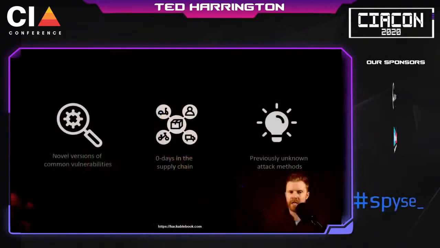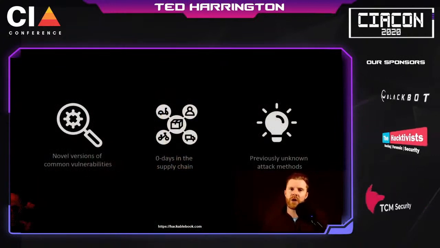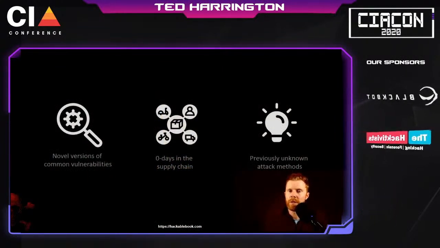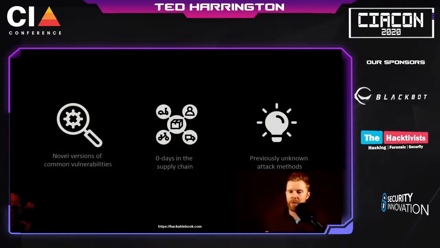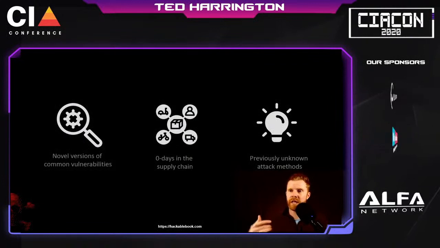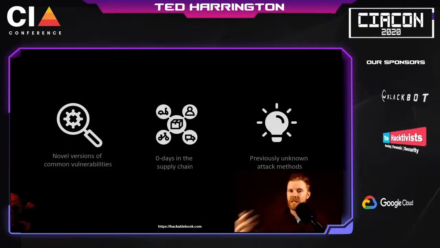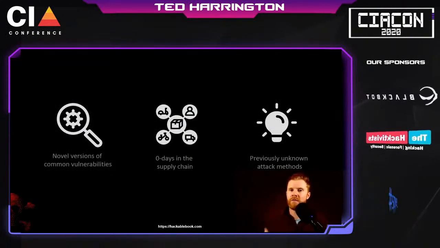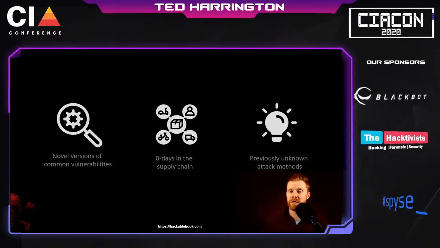The first mode is novel versions of common vulnerabilities. So you might be familiar with things like, for example, the OWASP Top 10. And the OWASP Top 10 is essentially a listing that's updated periodically of the most common vulnerabilities that impact web applications. And what novel versions of common vulnerabilities are, this is the idea where this class of issue might exist, but the way that it manifests in this particular type of software system maybe has never been seen before. And so that's a type of unknown unknown.